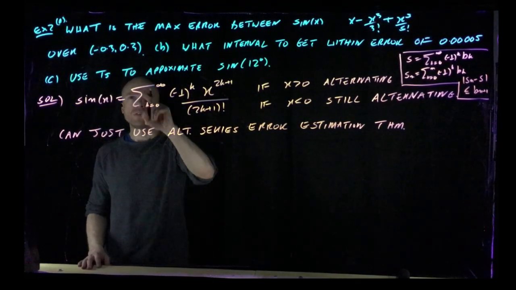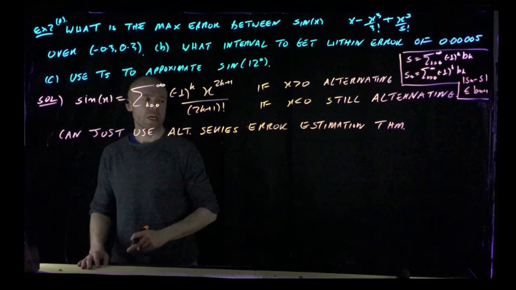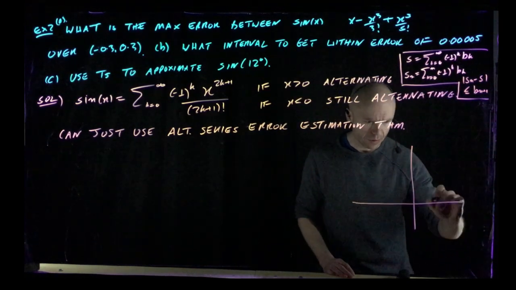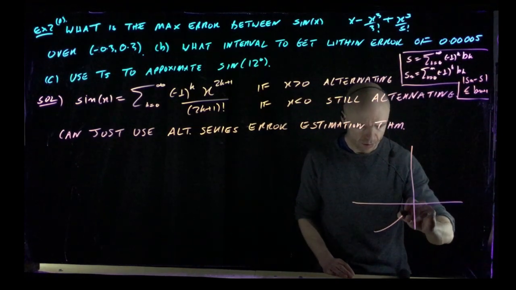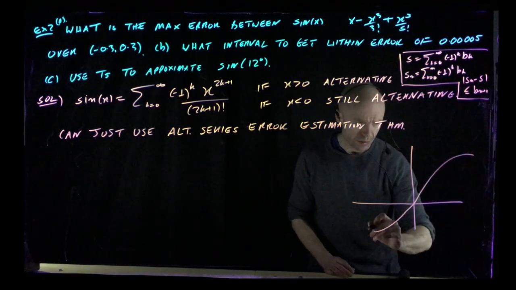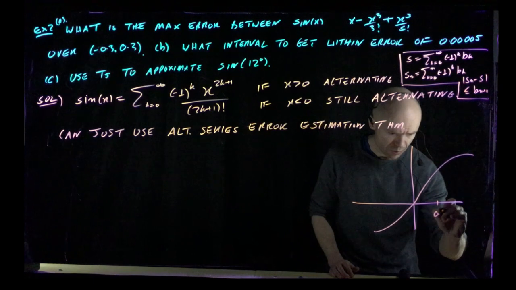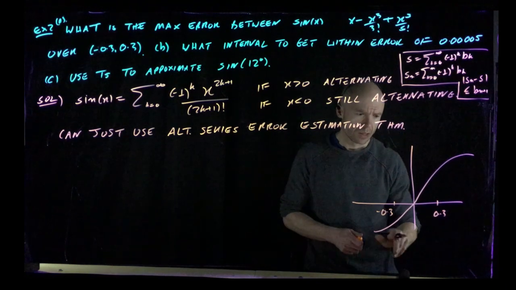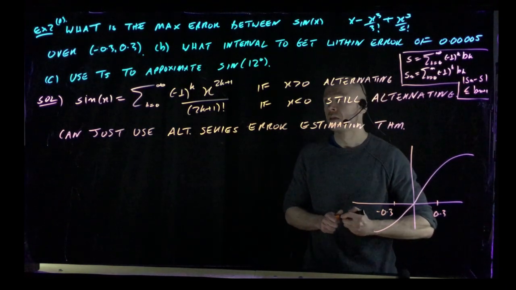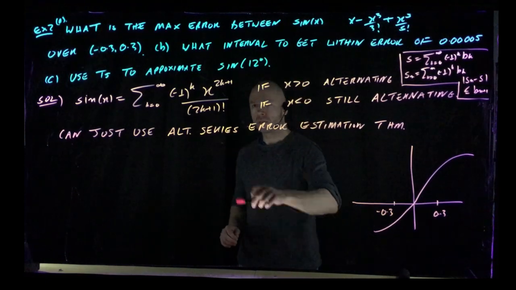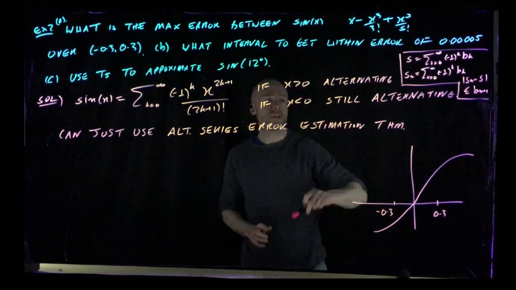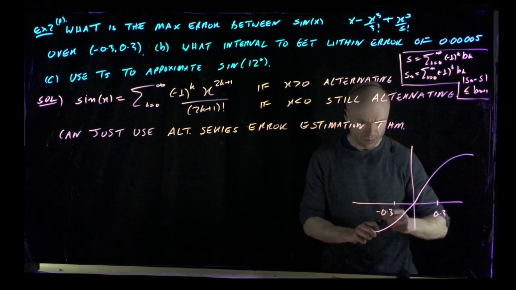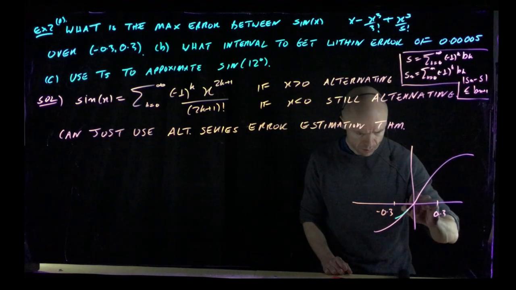So the first part is this thing. How close are we within this error? Let's draw a picture just to clarify for ourselves what we're doing. So this is a picture of a sine function, not a very good one. Okay, this is 0.3. This is minus 0.3. And over this interval, we are going to try and see how close this T5 is. Let's take the green. So T5 is some kind of function like this, say.